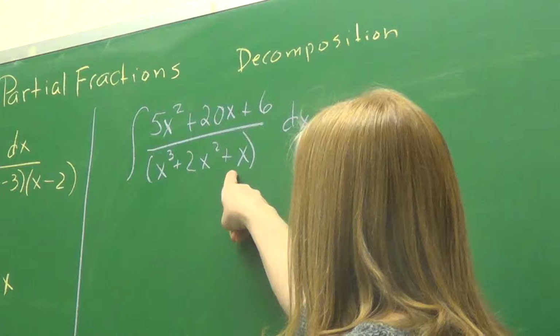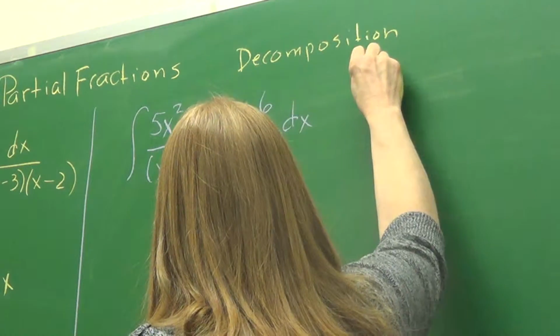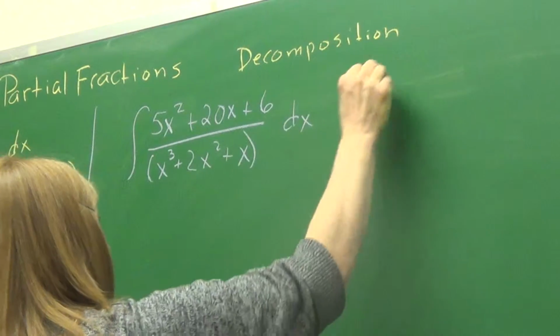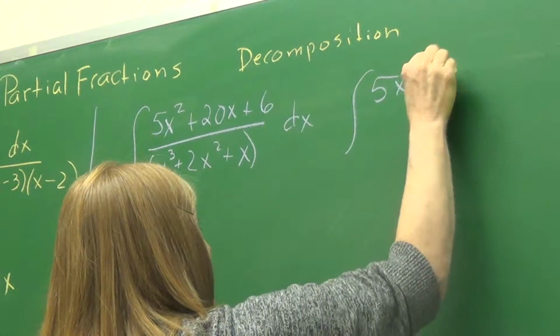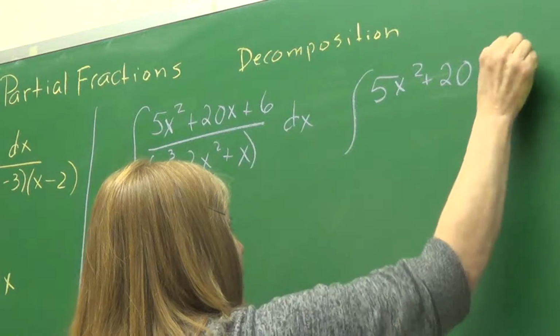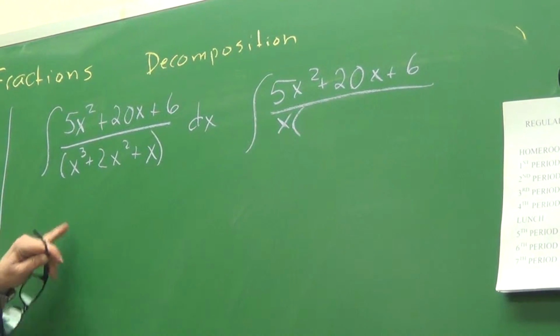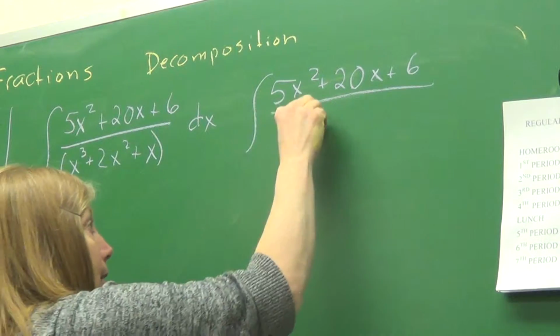Let's factor the bottom. First you pull out the common term. So Brendan, what do you get when you pull out an x out of the bottom? I'm going to leave the top unchanged. Don't try to factor it. Is it x squared plus 2x plus 1?